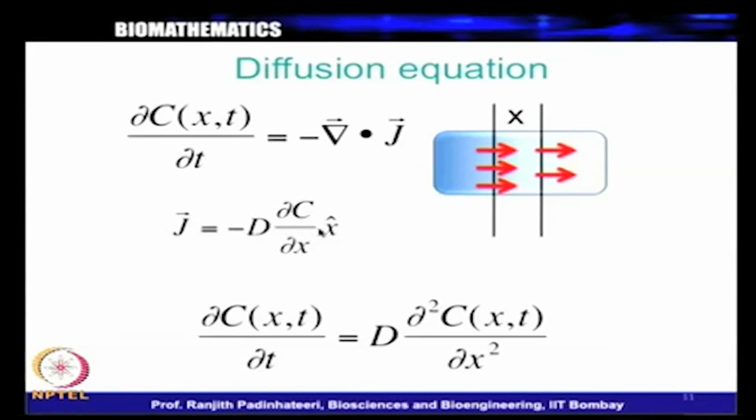If j is given by minus d del C by del x, and if you substitute this in this equation, we will get something called the diffusion equation, which is essentially this: del C by del t is equal to d del square C by del x square. Del C by del t is d del square C by del x square. So, this equation is called the diffusion equation.